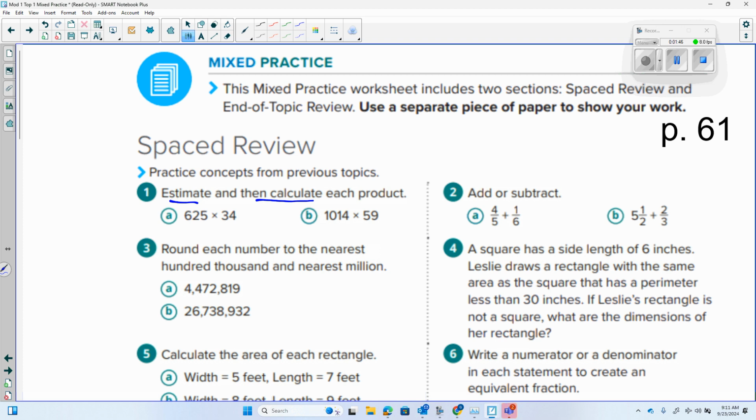Okay? When we say estimate, normally when we're estimating, it's estimating to the largest place value. So this is 625. So what am I going to estimate to? 600. This is 34. So what am I going to estimate to? 30. Okay? So I'm going to estimate it by rounding the numbers to the nearest whole number based on what the place value is. So if it's the hundreds, the hundreds. If it's the tens, I'll estimate to the tens. If it's the thousands, I'll estimate to the thousands. Make sense?